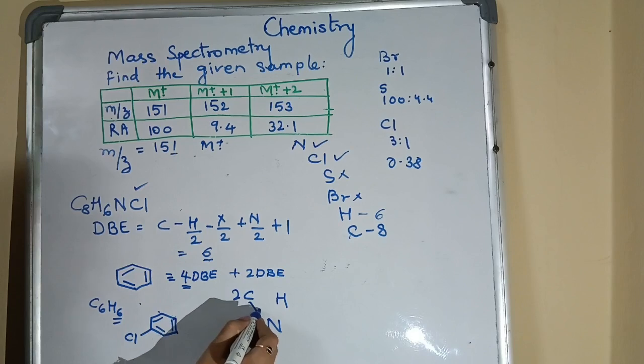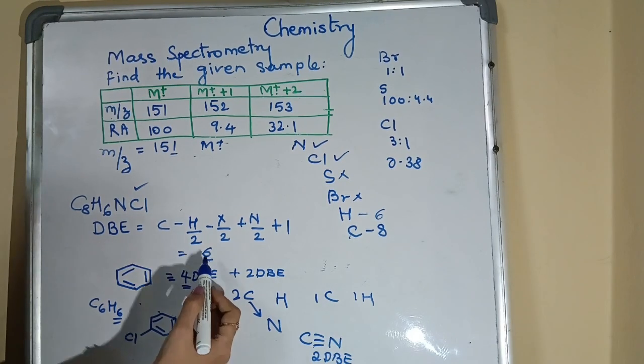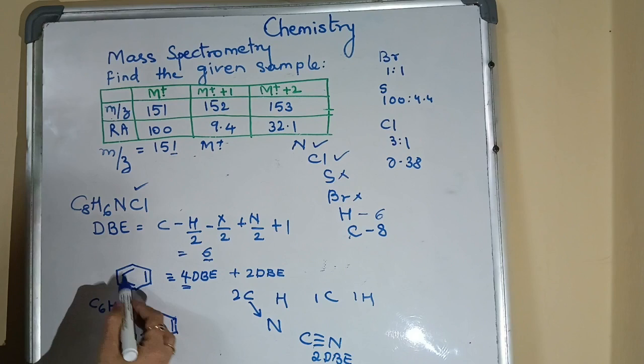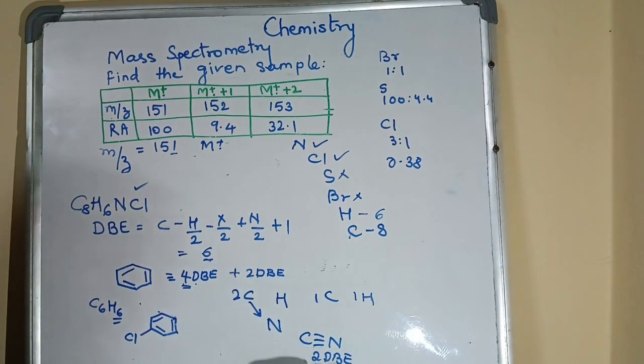Now let me take, can I use this carbon with nitrogen like this? Yes, I can. So I am getting cyanide. Now what is remaining? One carbon and one hydrogen. I have got a cyanide group. Cyanide group contains a triple bond. One triple bond is 2 DBE. Now, three double bonds with the benzene ring is 4 DBE. 4 DBE plus 2 DBE is 6 DBE. So our DBE is satisfied.